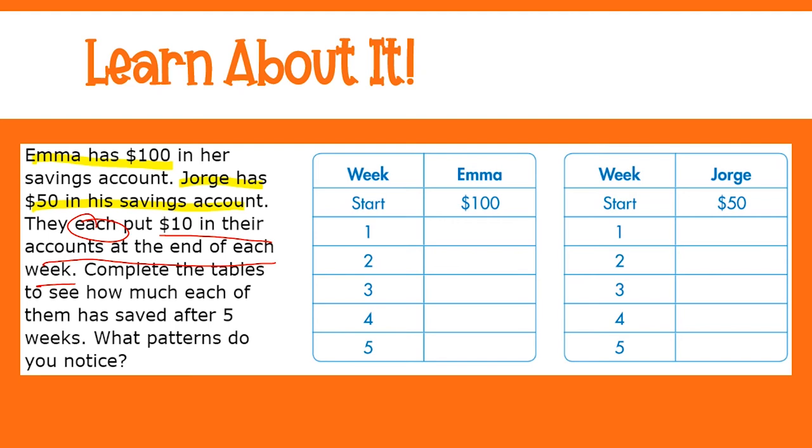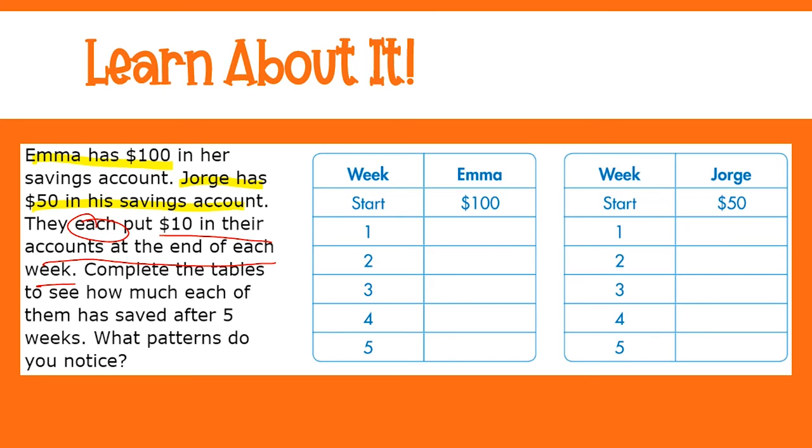Well, from the video, we learn that there's got to be some sort of a relationship here. From that relationship, we can develop a pattern or a rule. Can you figure out what rule we're going to apply to Emma and Jorge? Yeah, you're right. Add $10 at the end of each week.